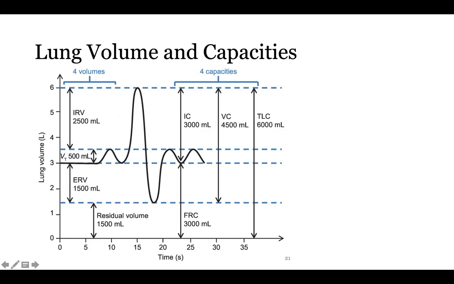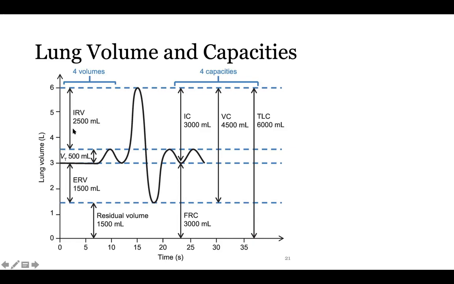Most of these values can be measured with just a handheld spirometer. It's very easy to measure these values. These values are going to be important for disease, so they can also change with disease. So this is the inspiratory reserve volume. Then you can do a normal exhalation, and then exhale as much as you can. We call this the expiratory reserve volume.